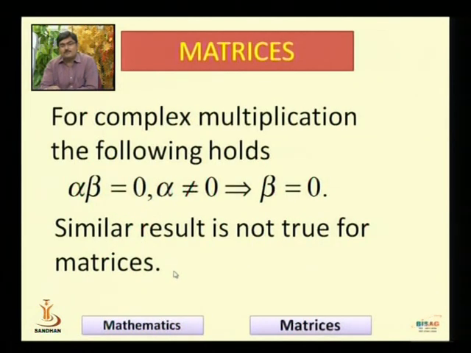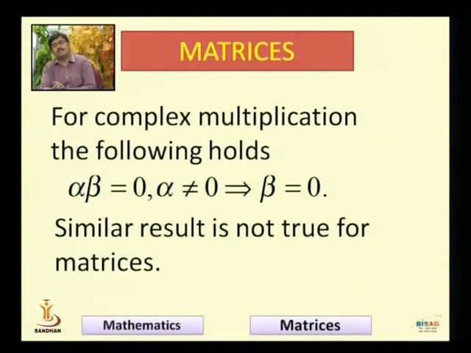Let us observe one more property in matrix multiplication. You know the following is true for complex numbers. Take two complex numbers, and if you know that the multiplication of these two complex numbers is the 0 complex number, then if you are given the information that one of them is non-zero, here I have taken the information that alpha is non-zero, then what we should have is that beta is equal to 0. For example, you take alpha equal to i and beta equal to 0. So i times 0 is equal to 0, but i is not equal to 0.